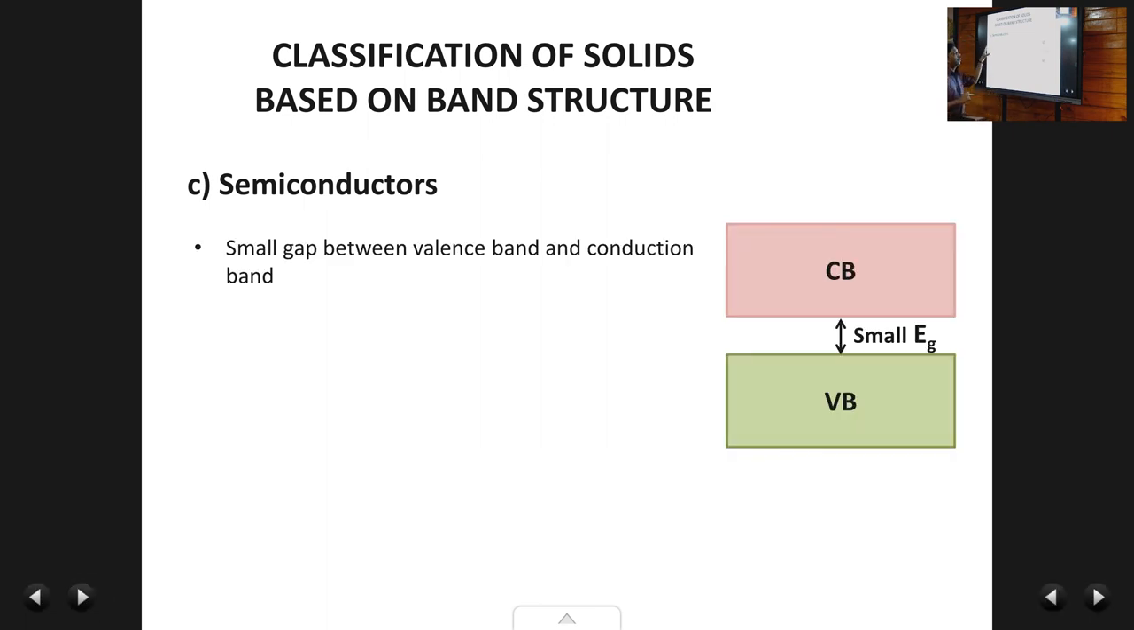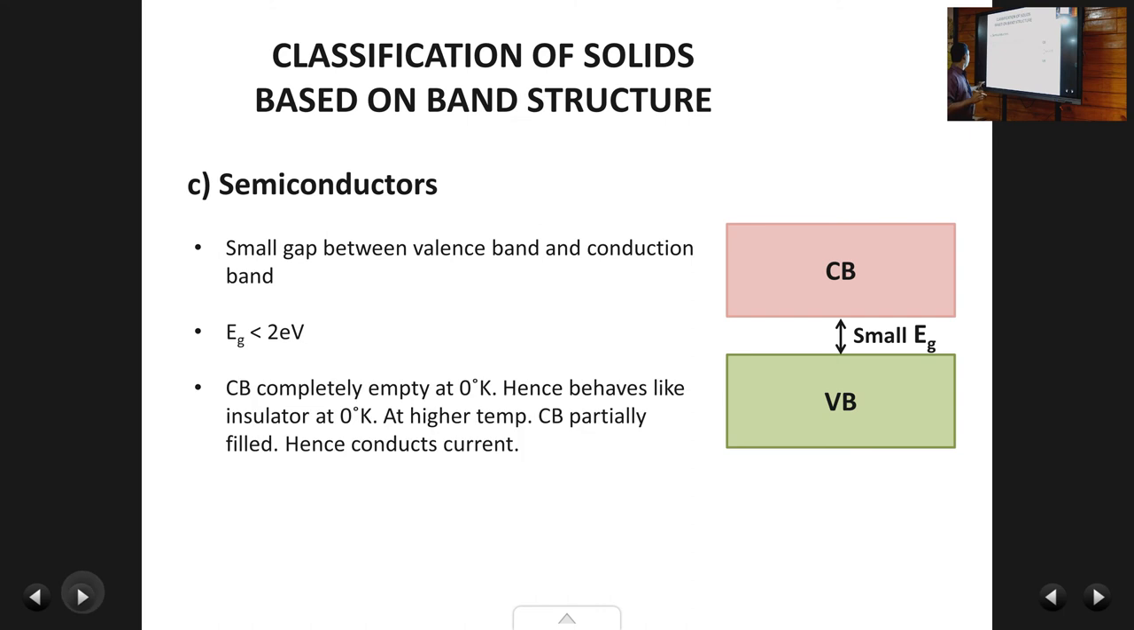So what is the band structure of it? It also has a valence band and a conduction band. There is a separation between them. They are not overlapping, but the gap between them is small. There is a small energy gap which is less than 2 electron volts. Okay, so there's a very small energy gap there.